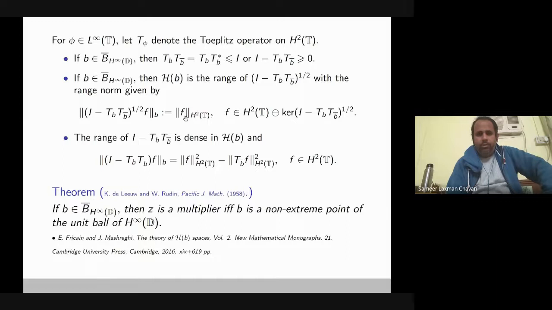Okay, now what does it have to do with the de Branges space? So it turns out that the de Branges space, which I have defined in the last slide, is the same as this range space with this norm. Okay. However, one needs to be careful because the range is not the de Branges space. So the range of the square root, and that is why the range of I minus T_B T_B star is dense in H(B), and you can compute the norm.